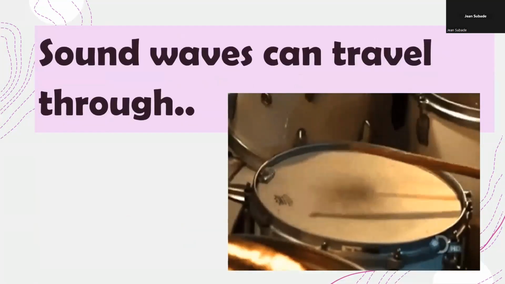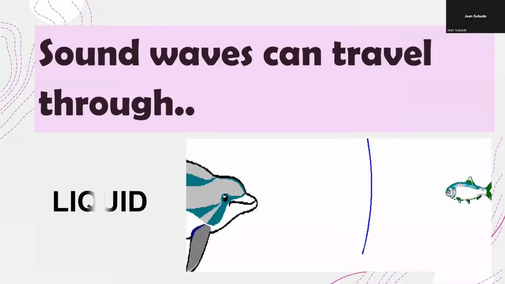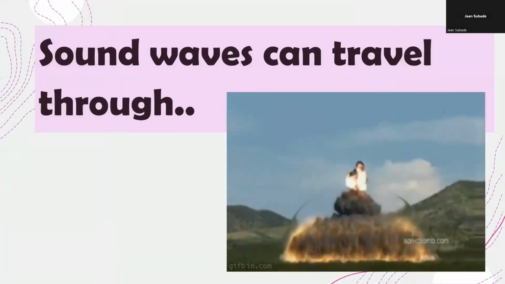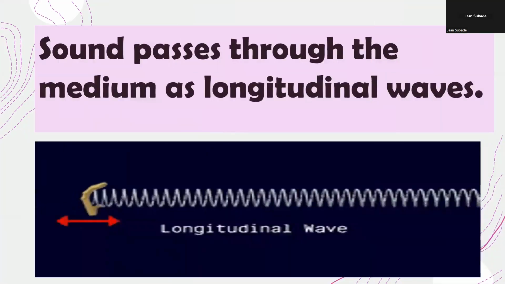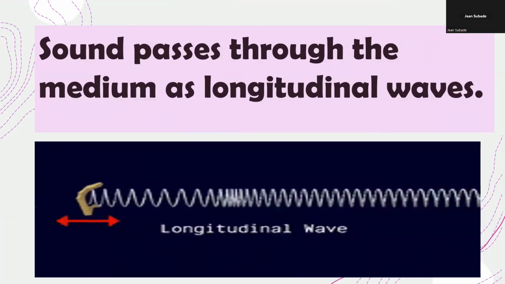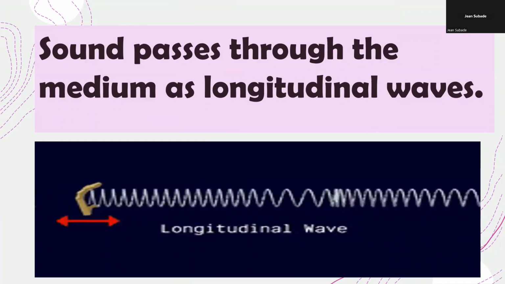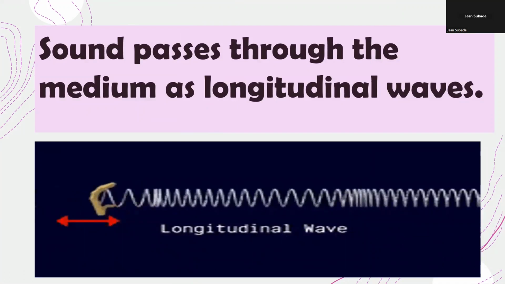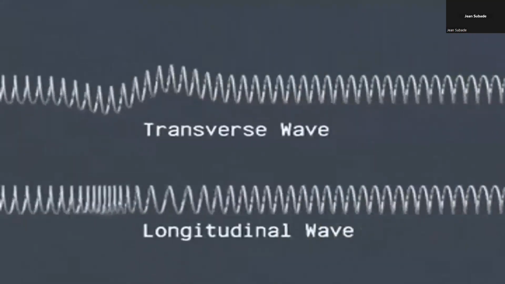Sound waves can travel through solid, liquid, or gas, or in the form of air. Sound passes through a medium as a longitudinal wave. When you say a longitudinal wave, then the wave is moving forward, backward, parallel to the direction of the sound. There should be a medium to travel.